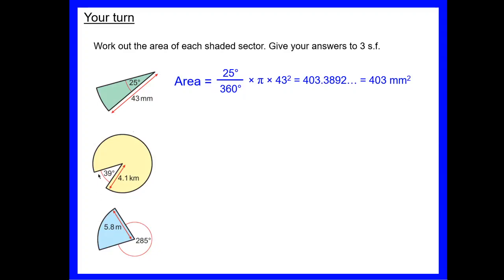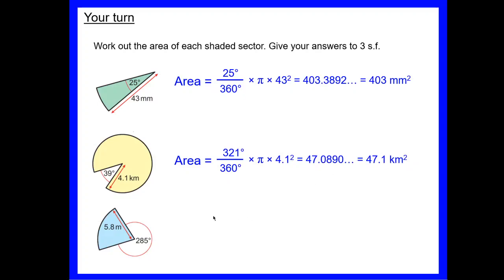Our second one then, now again they've given me this angle here which is 39, but I want the yellow one, so I need to do 360 minus the 39 first. So that comes to 321 out of 360 times pi times our radius, which is 4.1 squared. We put that in our calculator, we get 47.08090, etc. And to 3 significant figures, 47.1 kilometres squared.